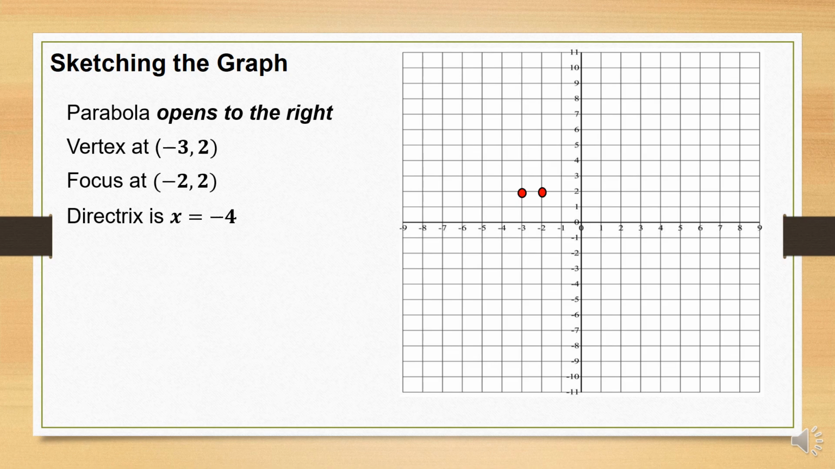Then the directrix is x is equal to negative 4. So therefore, this is a broken line. Since x is equal to negative 4, we will look for negative 4 on the x-axis. Then we will draw a vertical line.